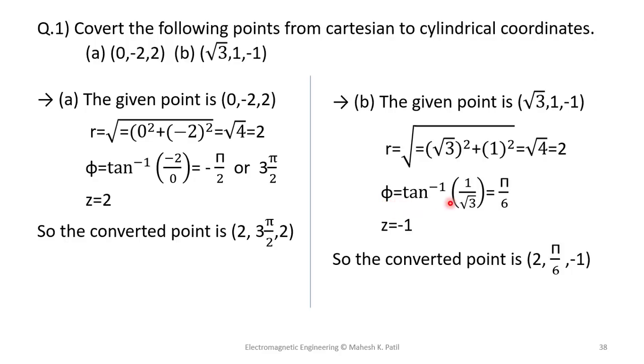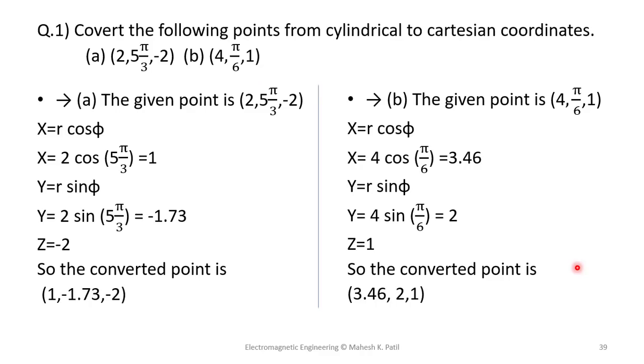Similarly, phi will be tan inverse of y by x. So y is 1 upon root 3. So tan inverse of 1 by root 3, it comes as pi by 6, and z value as it is, that is minus 1. So the converted point is 2, pi by 6 and minus 1. So likewise the points can be converted from Cartesian to cylindrical or cylindrical to Cartesian.